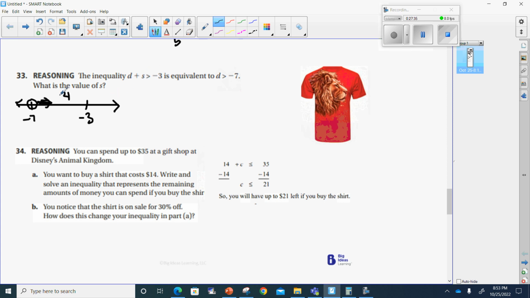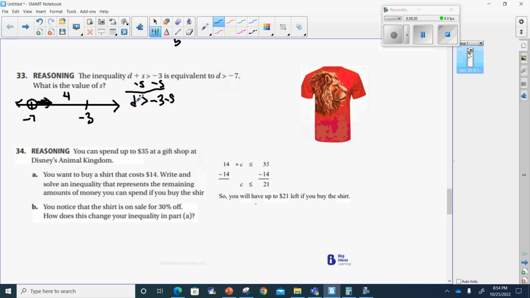Let's go ahead and solve this mathematically, though, and make sure we got the right answer. First of all, let's solve this one here. We got D plus S is greater than -3. Remember, we have D over here, so we're going to try to find out what D is. So I'm going to start over here by subtracting S. Whatever I subtract from one side, I subtract from the other side. And that means that D has to be greater than -3 minus S. Notice I can't combine them, but I can make a formula here for it, right?